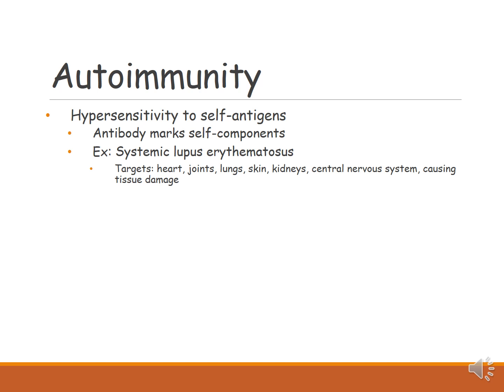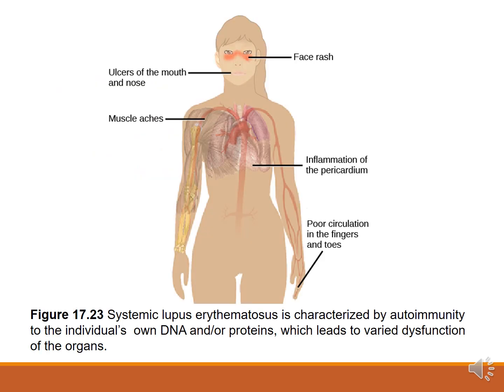Autoimmunity. These are disorders that cause a hypersensitivity to self-antigens, right? So antibodies start to attack self-components. An example of this is systemic lupus, and this can affect an individual's heart, joints, lungs, skin, kidneys, central nervous system, and causes tissue damage. This is found prevalently in middle-aged women, but it can affect other individuals.